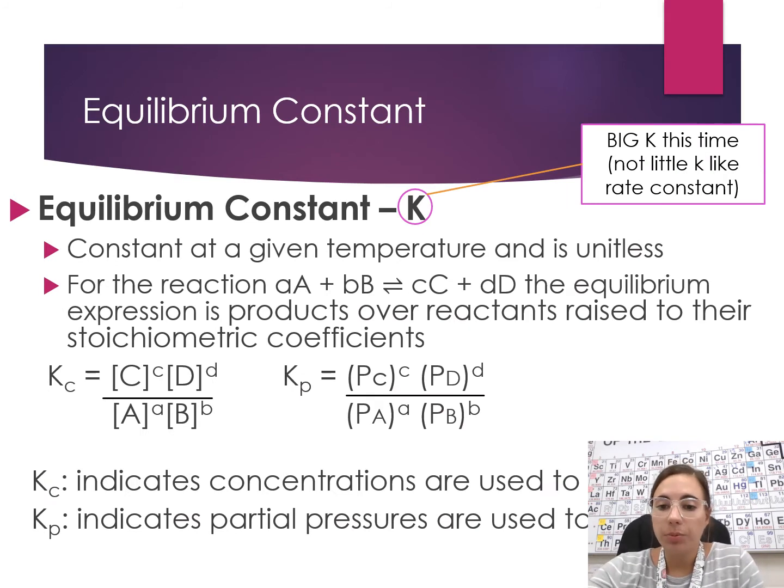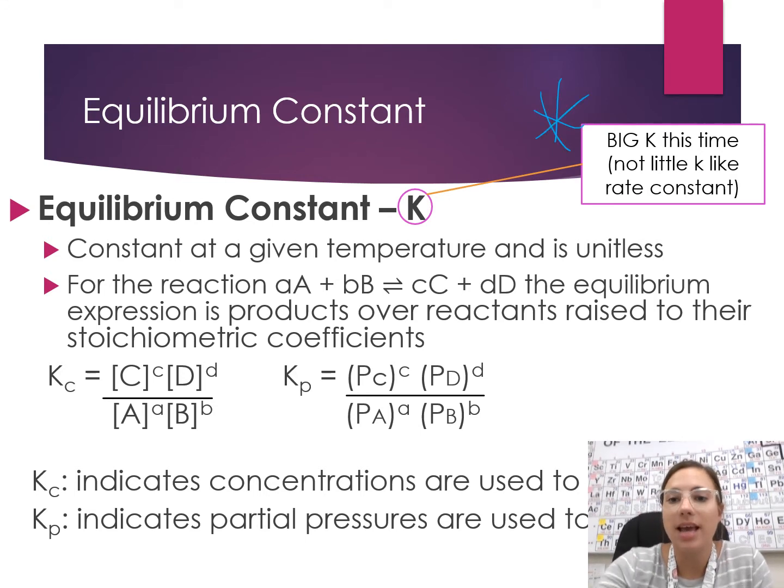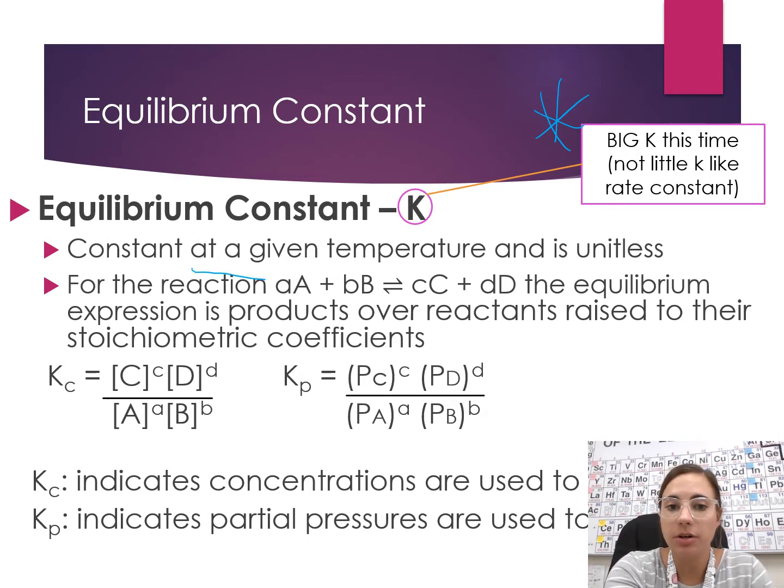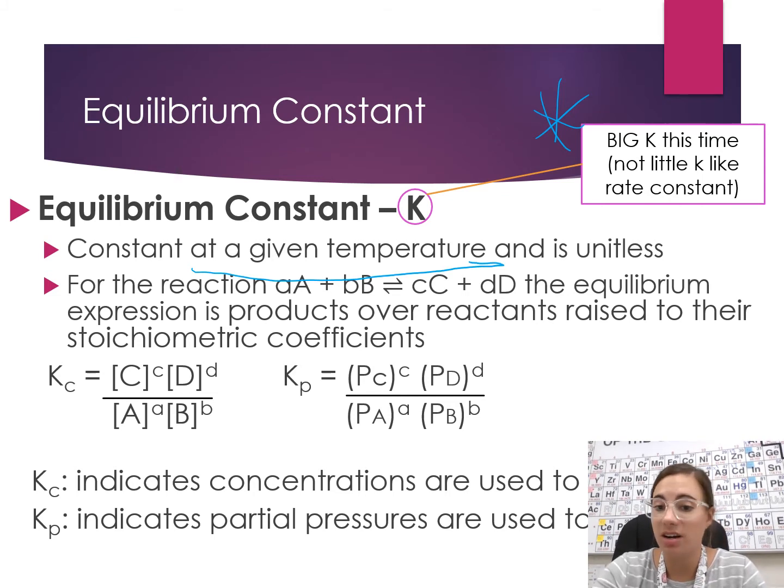So all equilibrium equations have what's called an equilibrium constant. It is also a K, but it's really important that you notice that it is a capital K. The rate constant was a little lowercase k. So all equilibrium constants are capital K. The equilibrium constant is constant at a given temperature. So again, it is temperature dependent, but as long as the temperature stays the same, the constant stays the same. It's also unitless. There is no unit for the equilibrium constant.